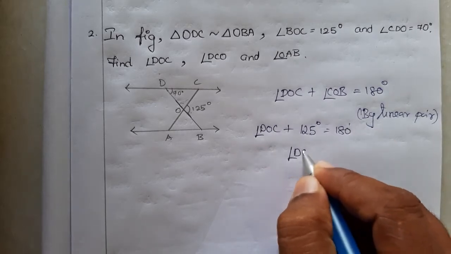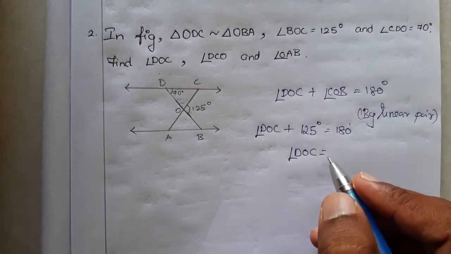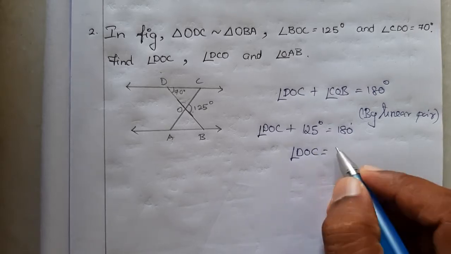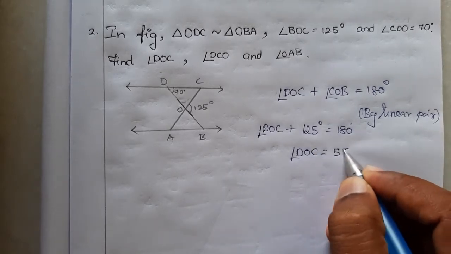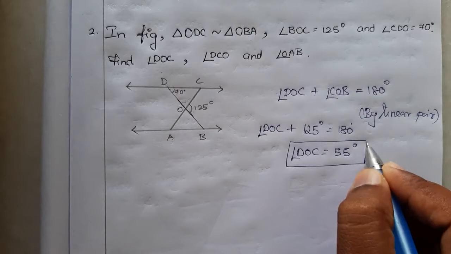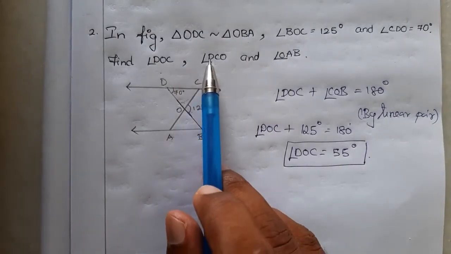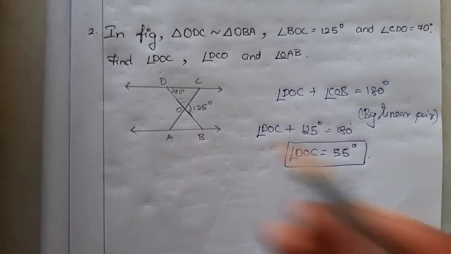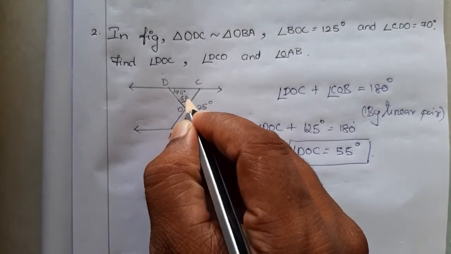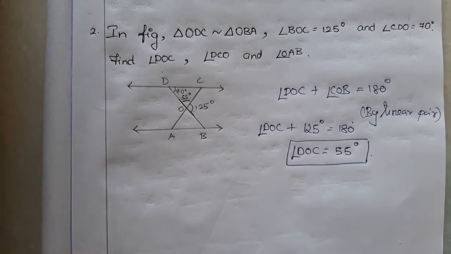So 125 plus angle DOC is equal to 180 degrees. Then what is the angle DOC? If we bring it across, it becomes a subtraction, and we get 55 degrees. So the first one we have found. It's easy. Just write it; then it will be easy to find the rest.